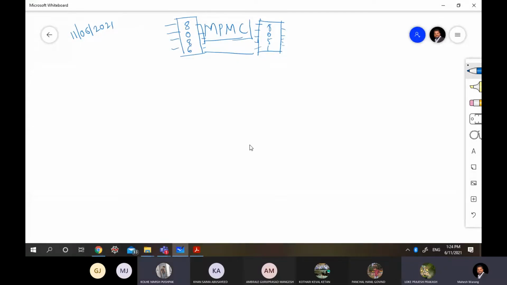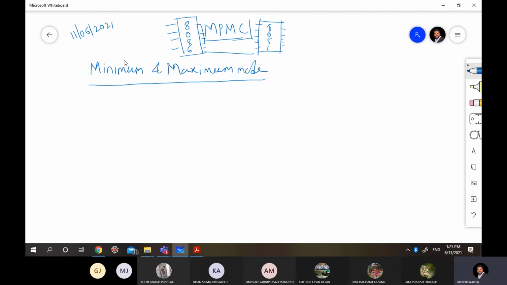So let's start. We have to see minimum and maximum. Now these are the two modes in which we can interface things with the 8086: minimum or maximum mode. But before interfacing, I just want to clear something.